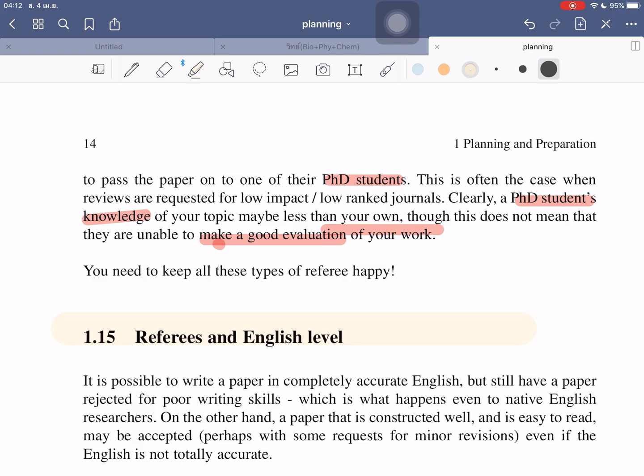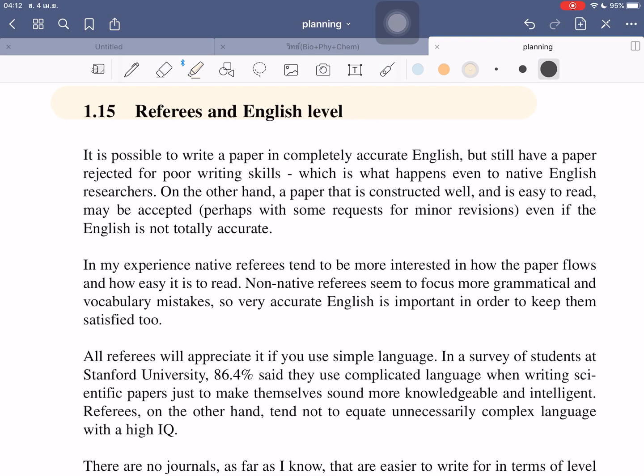Referees and English level. When you write an English paper, you need to write with completely accurate English, which means very correct. Some papers have been rejected because of poor writing skills. But some papers that are well constructed and easy to read may be accepted. Keep in mind, it has to be easy to read, but well constructed.